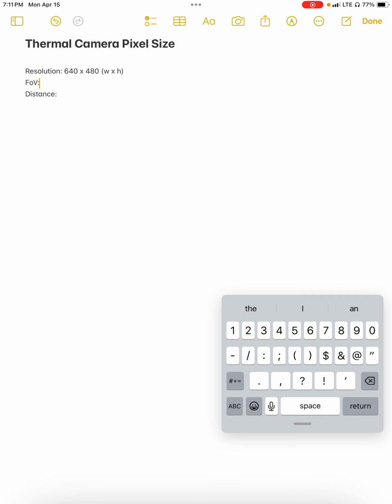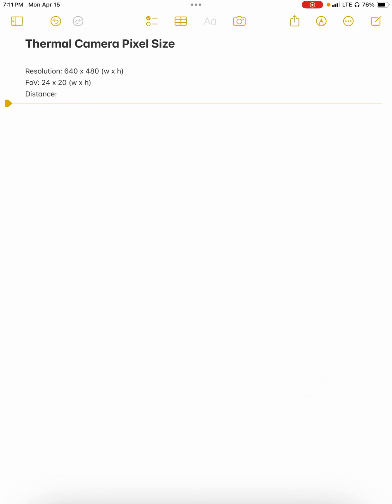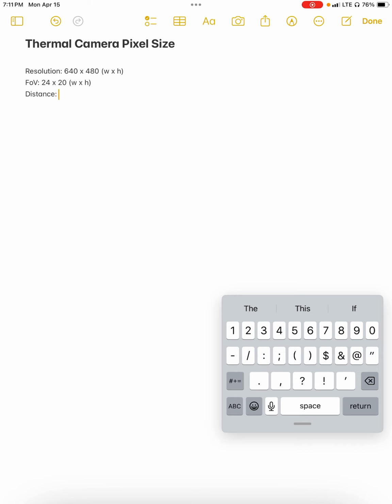And then the next is the field of view. This is the lens, and lens is going to be given in degrees. So I've chosen a lens that has a 24 by 20 degree field of view. And again, we're looking at a width by height scenario. And then for a distance, for this example, I'm going to set a distance of 32 feet.